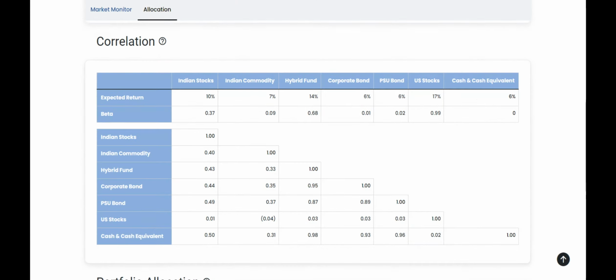You have correlation information of the instruments. Beta shows the fluctuation of the security compared with the market. For example, if it is 1.2, it means the stock will rise or fall 20% more than changes in the stock market. Higher than 1 indicates higher volatility, lower than 1 indicates lower volatility, and equal to 1 indicates in sync with the market. Correlation shows how securities are correlated with another security.